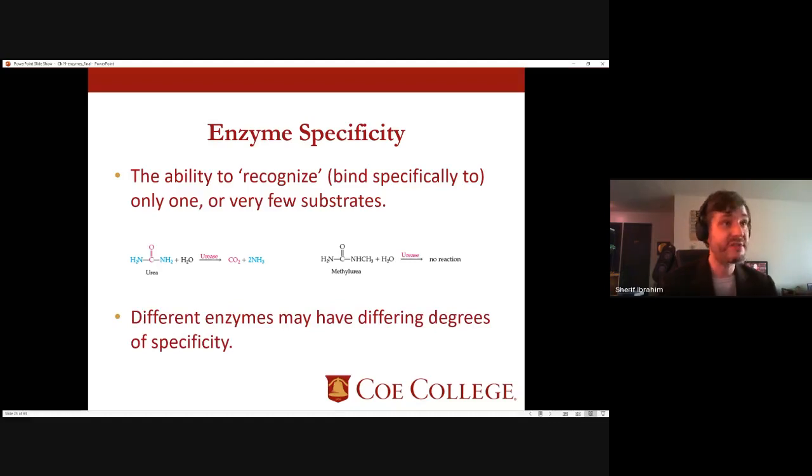Not all enzymes are this specific. Some enzymes are called promiscuous enzymes. They just react with anything they can find. Most enzymes, though, are very specific.